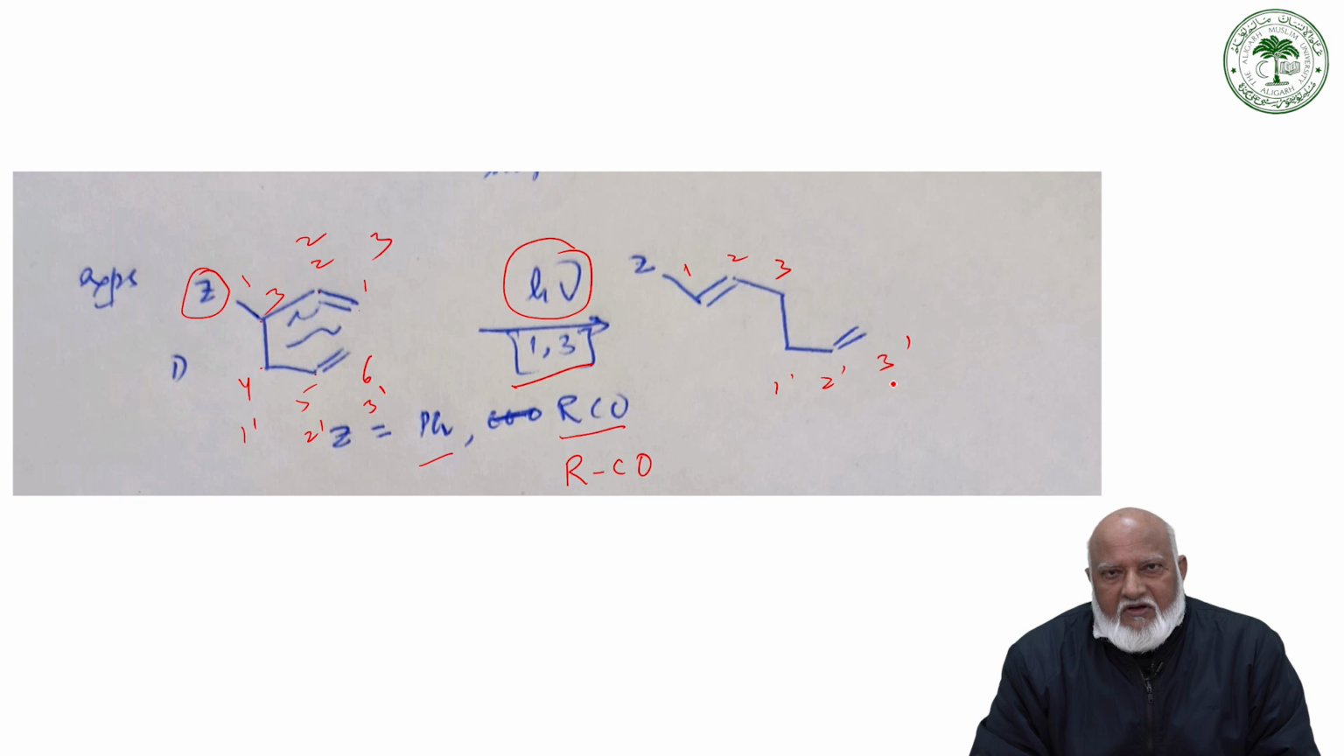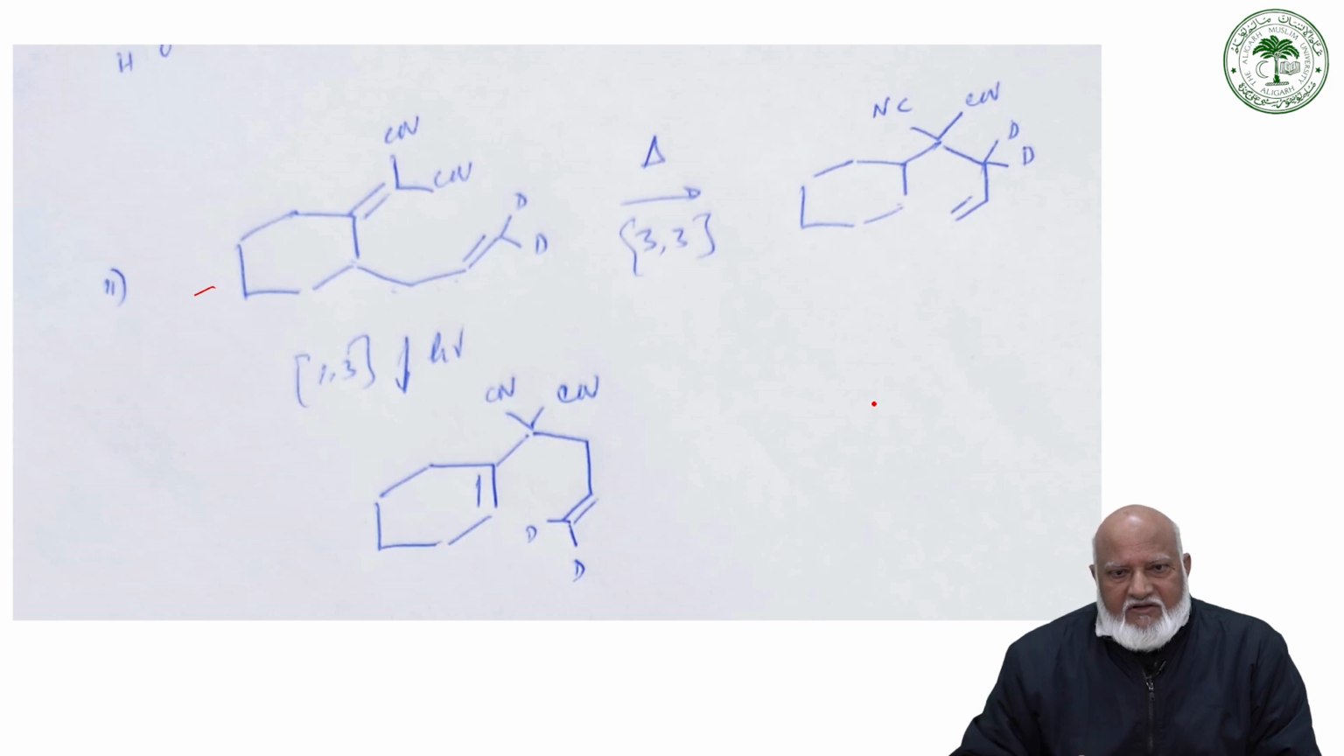Just to mention that 1,5-diene under photolytic condition undergoes a 1,3 sigmatropic shift to give this as the photo product. Not many examples are known here. One of the examples reported in Turro's book is shown over here.